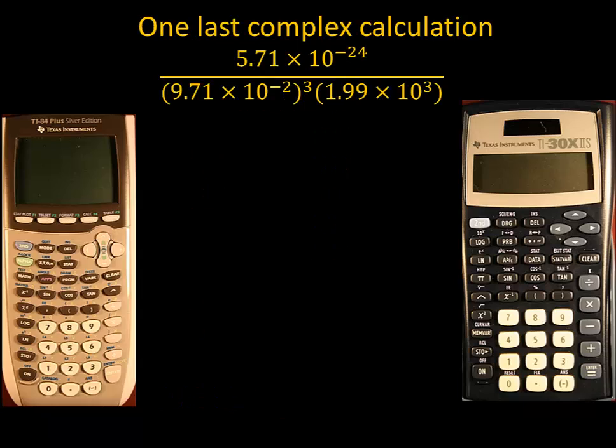One last problem now. This one is fairly complex, and it looks intimidating. We'll go through this step by step, though, and see how it comes out. One thing we'll have to be careful of is that there are two numbers multiplied together in the denominator of the fraction, and we need to take that into account. But we start by putting in the numerator, 5.71 second EE, minus sign wrapped in parentheses, 24. So there's our numerator, divided by.